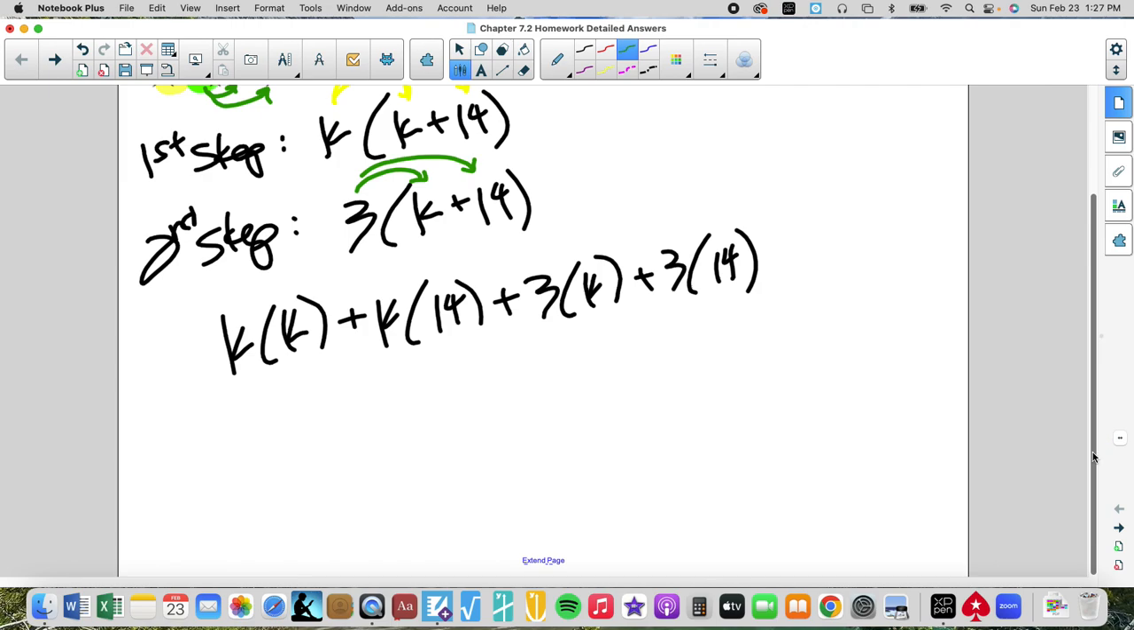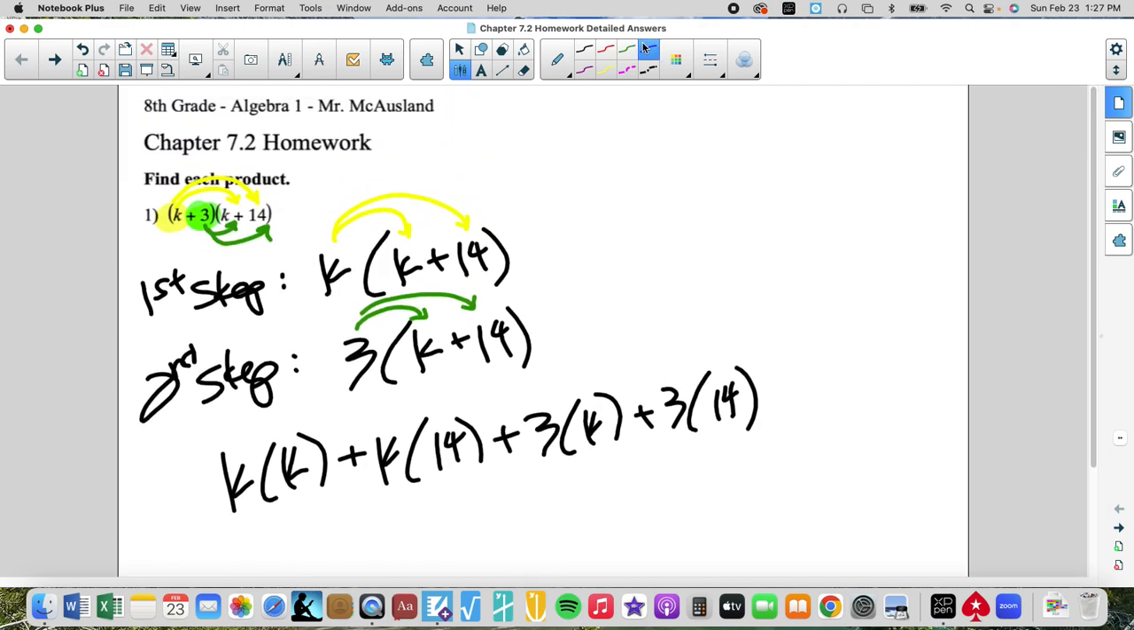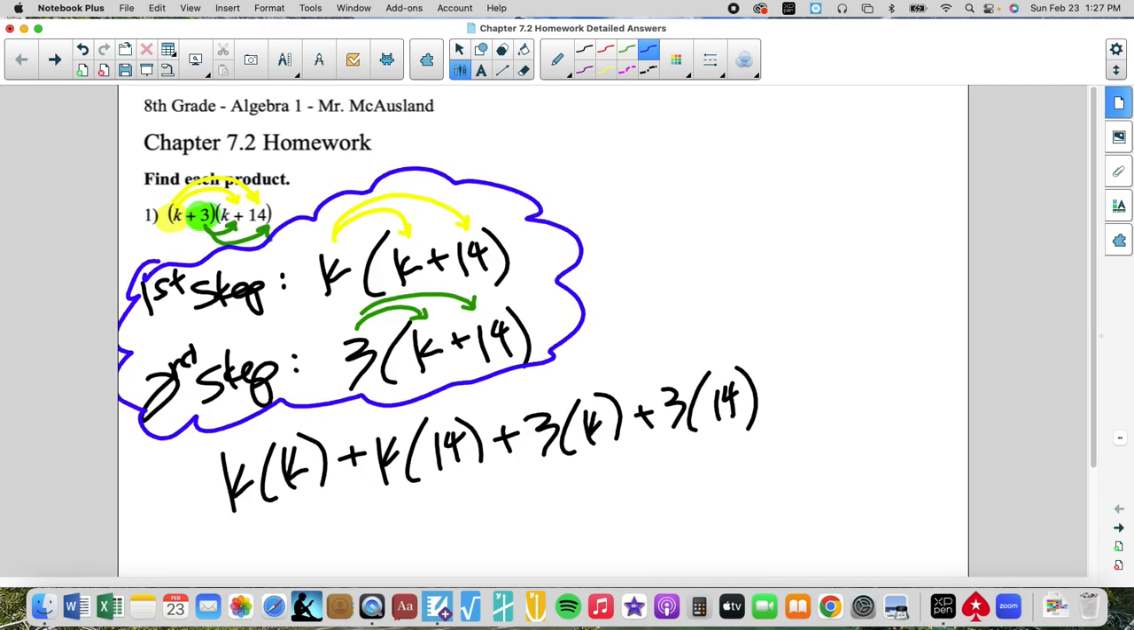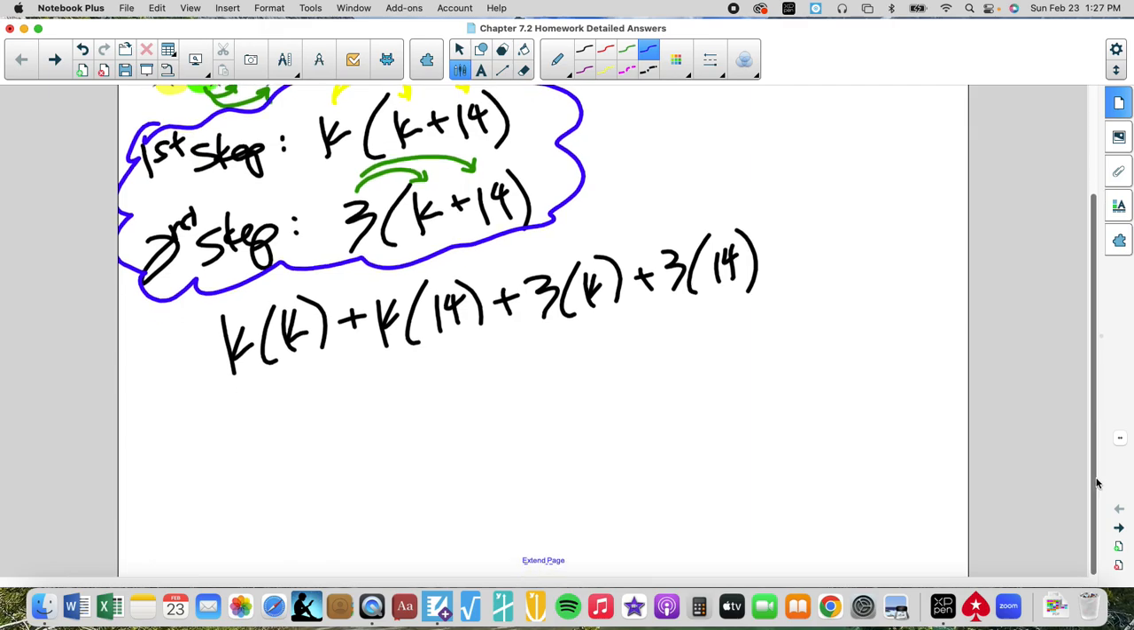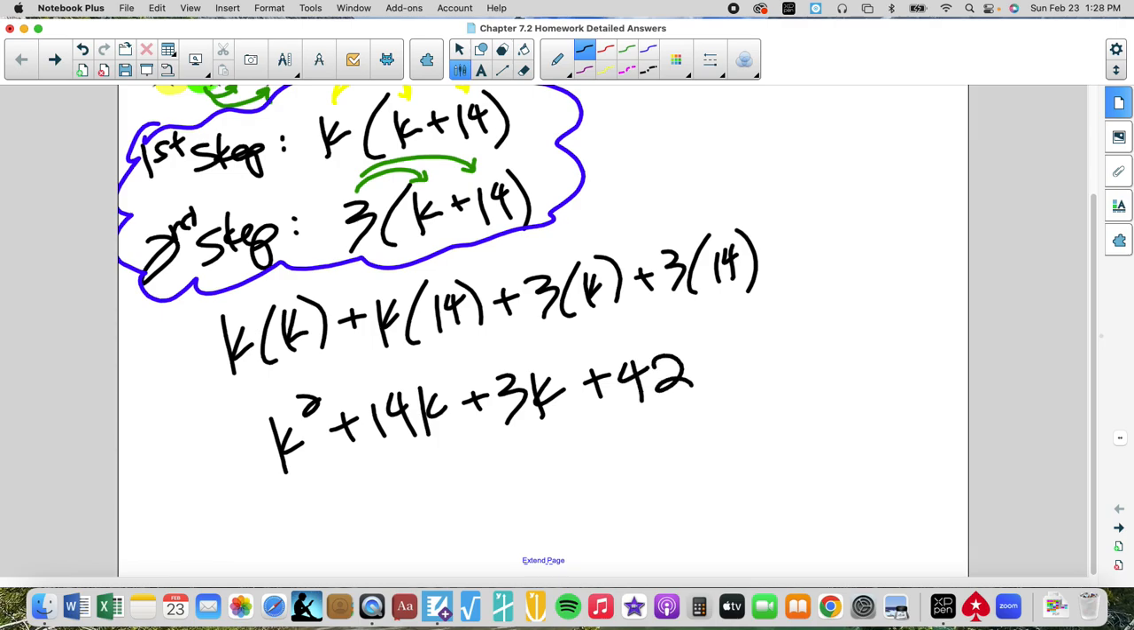You don't have to write this information. This is sort of just what is going on. You can visualize what's happening with that double distribution, but this is the line you're going to write. And k times k is k squared. K times 14 is 14k. 3 times k is 3k. And 3 times 14, 3 times 12 is 36 plus 6 more is 42.